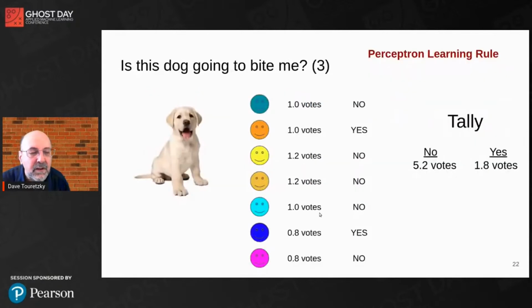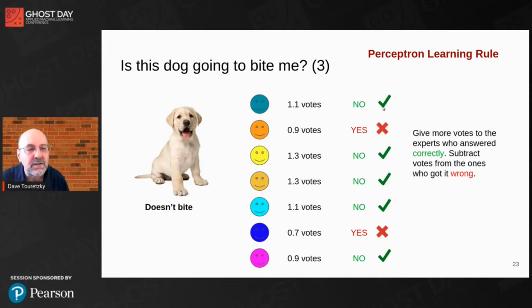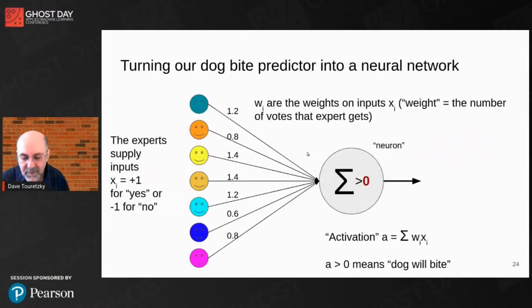When they get a little older, we can teach them a learning algorithm, and this is the Perceptron Learning rule. So here we have this problem: is this dog going to bite me? We have a bunch of experts. Experts have votes, which correspond to weights. And here we're tallying up the votes, and most experts are saying no, but some experts are saying yes. So the next step of the learning algorithm is to get the correct answer and then make adjustments to the weights so that we make a better decision next time. And we can show students how that maps directly onto setting the weights in a one neuron neural net.